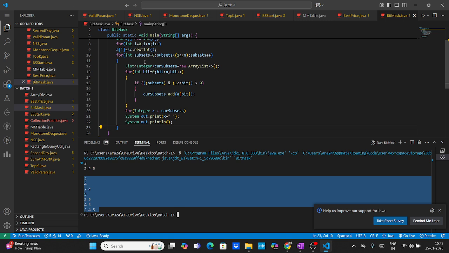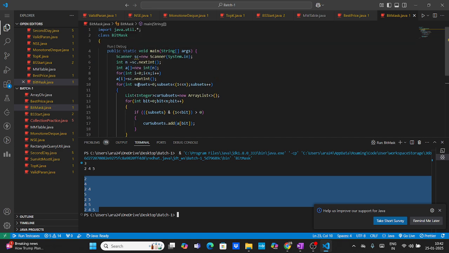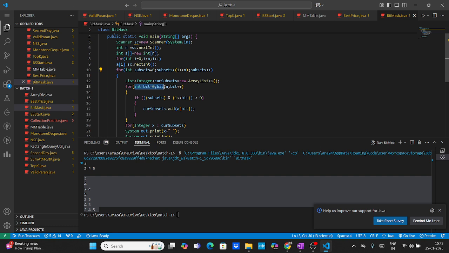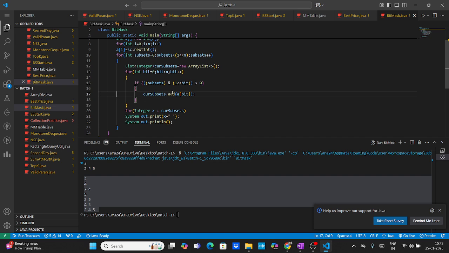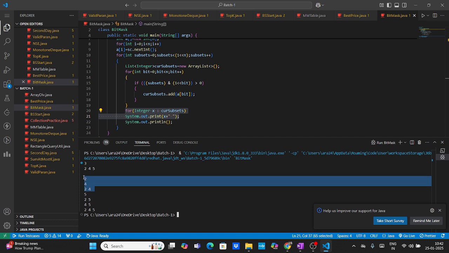What we are doing: there will be 2 power n subsets, correct? So each of the subsets I can write as 0, 1, 2, 3, and so on, up to less than 2 power n. Now for each number, what I have to check is whether that particular bit is set or not in that subset. If it is set, I will add it. That's all. And finally, once we are done, we will just print it so that we can see which numbers we have set in the particular set.